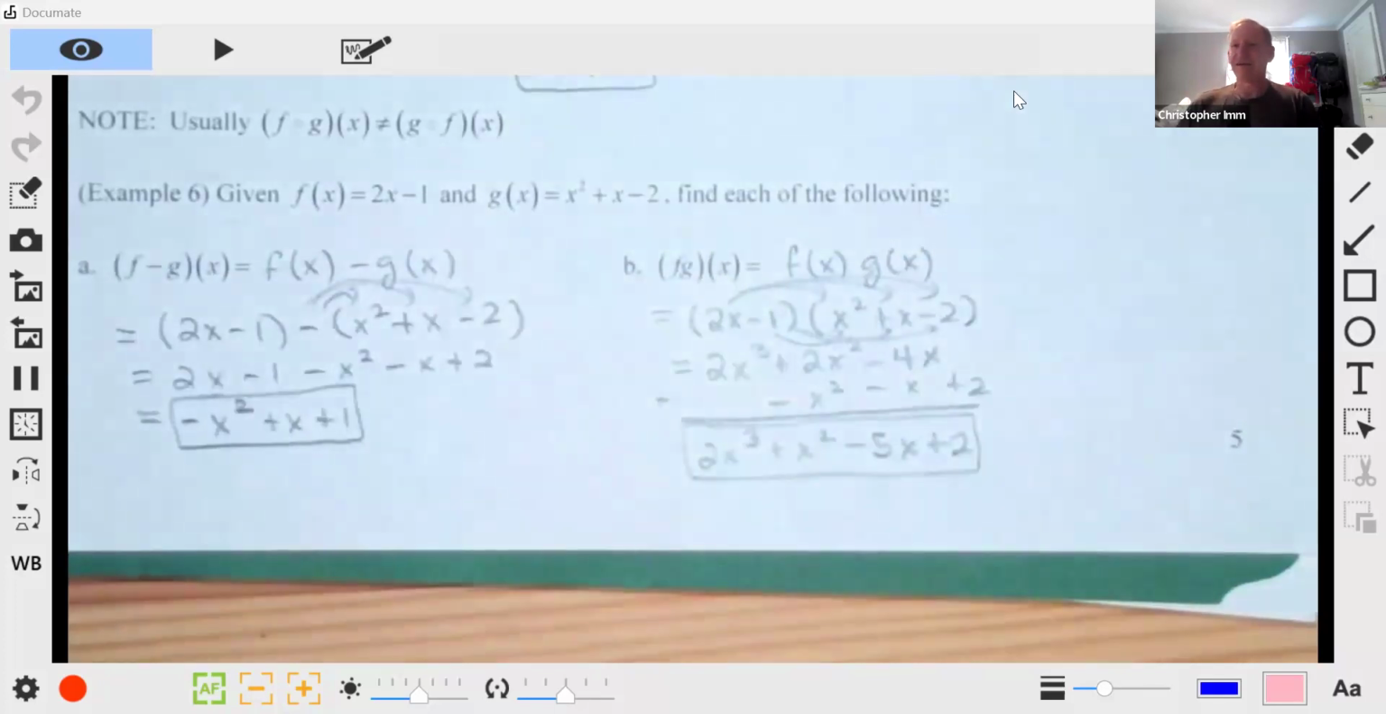So there you go. There's a good example of a lot of combinations of functions. Again, we'll be using these later on in the course to make new functions with the ones we know.